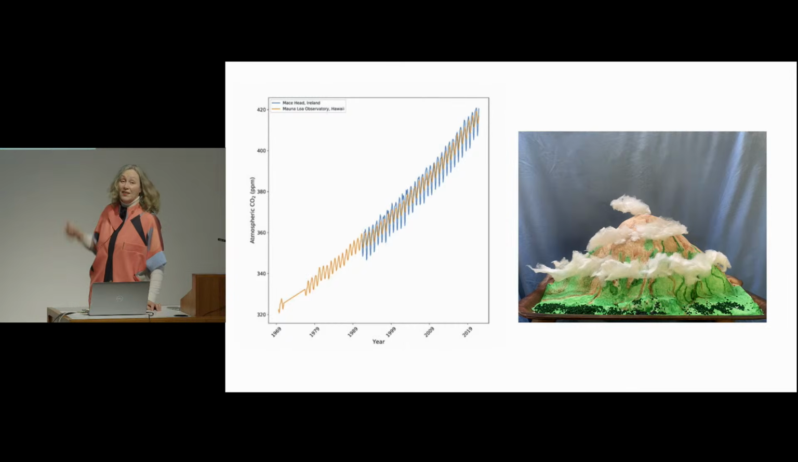And on the right is another cake. That's actually a cake of Mauna Loa, Hawaii, and it was an undergraduate first-year cake during lockdown. We had to make CO2 more exciting, so we did a bake-off. And that's actually candy floss clouds. Isn't that incredible?